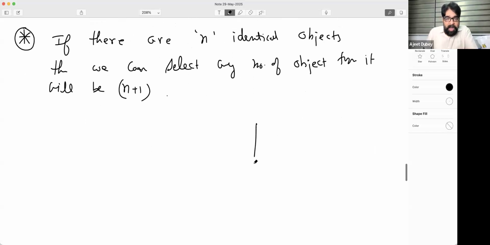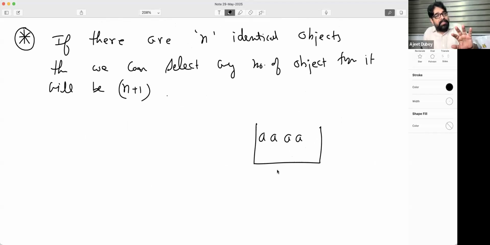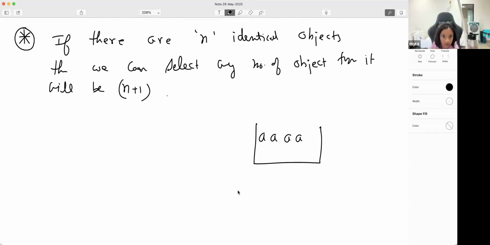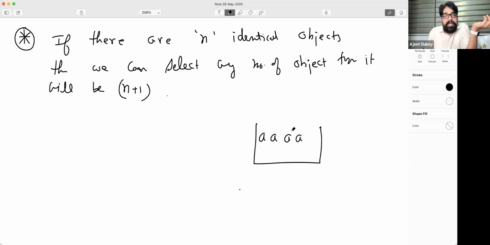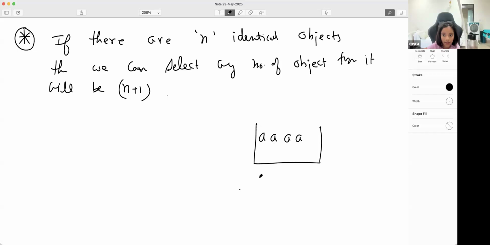Forget about the theory. Just practically think, if I am giving you 4 A letters, try to keep your camera on so that I can see you are able to understand. Suppose 4 A letters are there. If I ask you, in how many ways can I select one letter, just one letter, from the 4 identical letters?